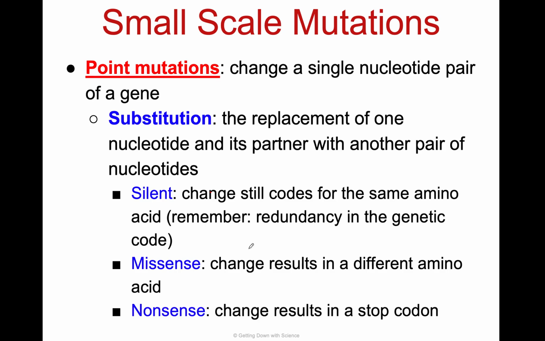Pause here, take notes. Oh, just kidding. Finally, we have nonsense. A nonsense mutation results in a stop codon. So if there is a mutation that codes for a stop codon where an amino acid really should have been going, then it's going to result in a shorter chain of amino acids, and again, possibly a non-functional protein. Now you can pause to take notes.